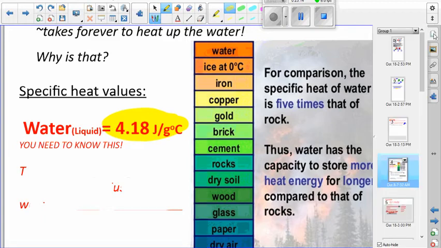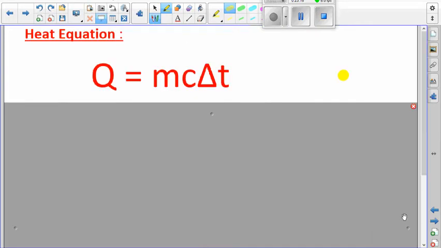All right. Here we go. Q equals mc delta T. This is the center of your chemistry life for the next 3 weeks. Q equals mc delta T.